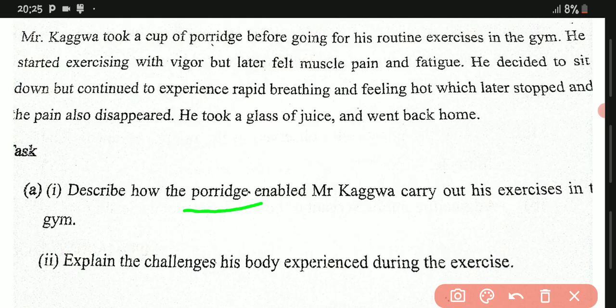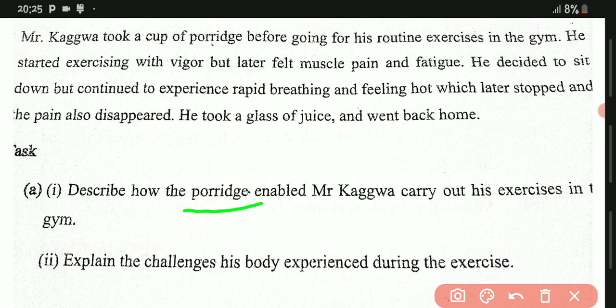Now these processes are three. One is digestion. Then from digestion, I hope you know what digestion is. We go to respiration. Sorry, from digestion we go for absorption. Then from absorption we cross to what we are calling what?